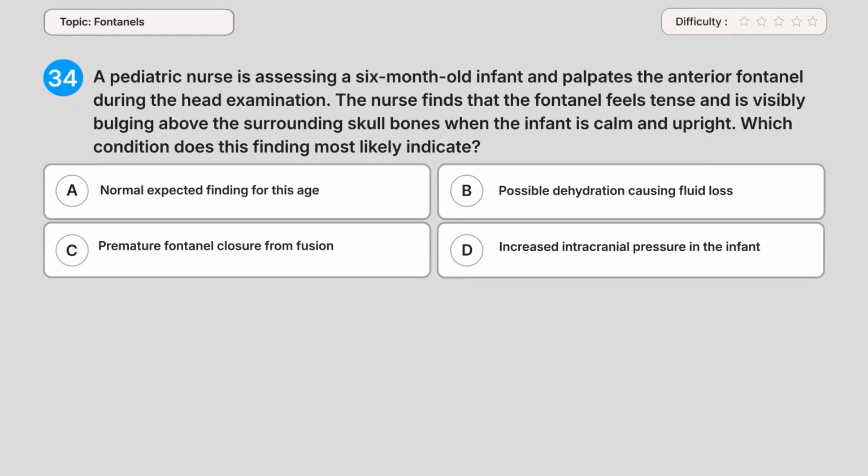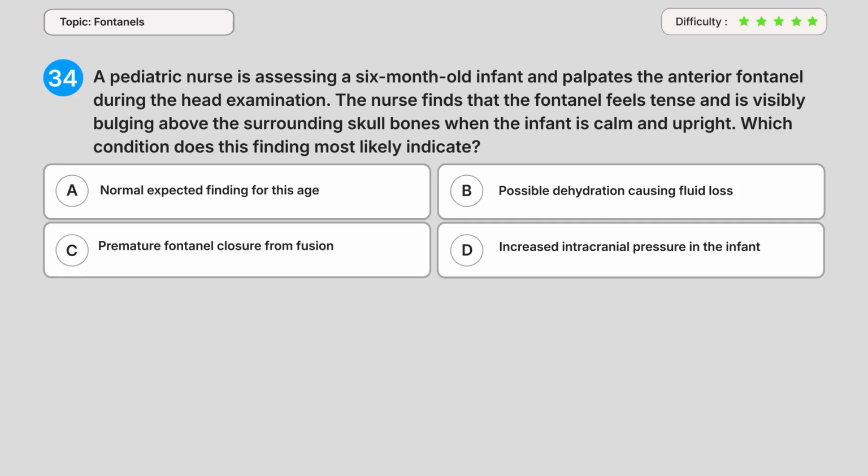34. A paediatric nurse is assessing a 6-month-old infant and palpates the anterior fontanelle during the head examination. The nurse finds that the fontanelle feels tense and is visibly bulging above the surrounding skull bones when the infant is calm and upright. Which condition does this finding most likely indicate?